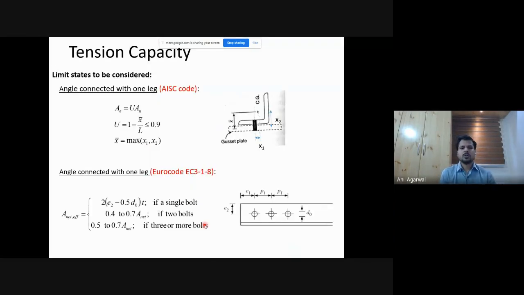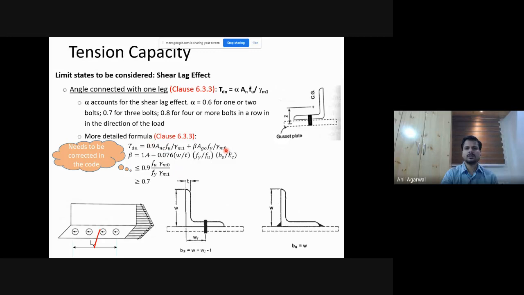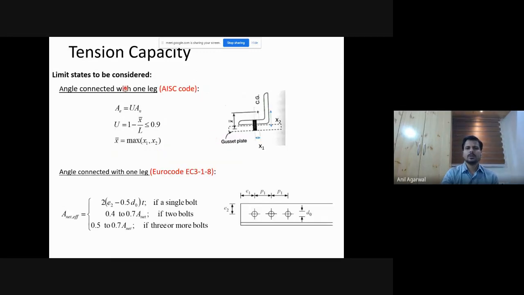Okay. So just to draw your attention, we have got this expression in the Indian code for angles connected through one leg in tension. This is the expression that is used in the US. So if you have a bolted connection like this, you have a gusset plate, you have an angle, and it's bolted to the gusset plate like so. And this is the center of gravity.